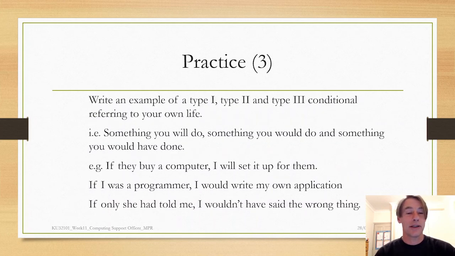And for the final practice this week, write an example of a type 1, a type 2, and a type 3 conditional referring to your own life. That is, something you will do, a type 1 conditional, something you would do, type 2, and something you would have done, type 3. So I write, if they buy a computer, I will set it up for them. If I was a programmer, I would write my own application. And if only she had told me, I wouldn't have said the wrong thing. But I did say the wrong thing, and now I'm in trouble.